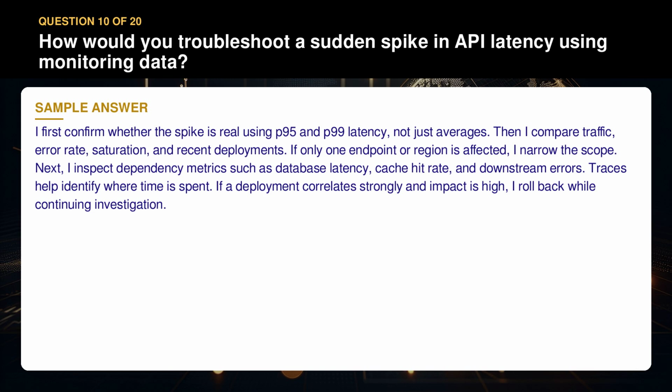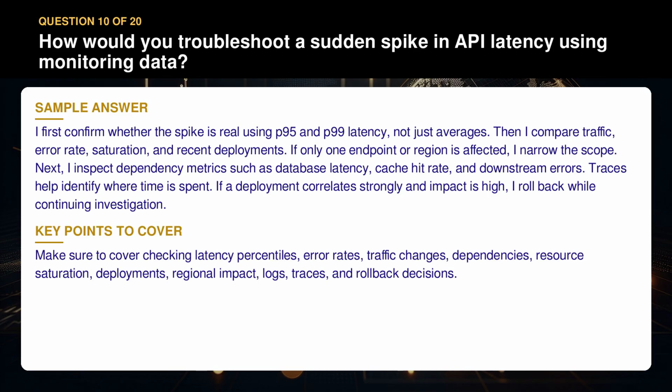Then I compare traffic, error rate, saturation, and recent deployments. If only one endpoint or region is affected, I narrow the scope. Next, I inspect dependency metrics such as database latency, cache hit rate, and downstream errors. Traces help identify where time is spent. If a deployment correlates strongly and impact is high, I roll back while continuing investigation.